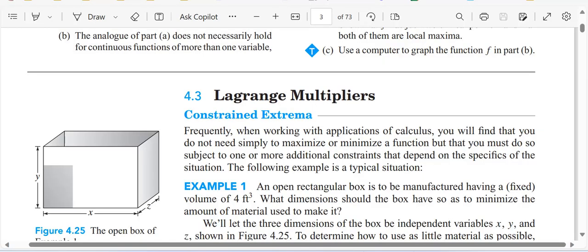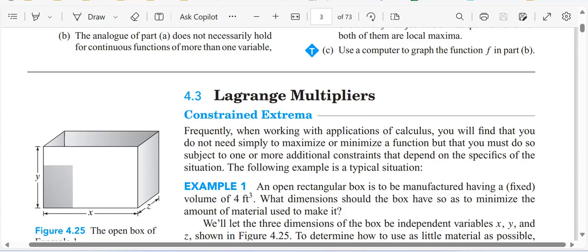Okay, just for completeness, let's see how this textbook approaches this subject of Lagrange multipliers. So they start out by introducing the need for this mathematics. They say, frequently when working with applications of calculus, you will find that you do not need simply to maximize or minimize a function, but you must do so subject to one or more additional constraints that depend on the specifics of the situation.